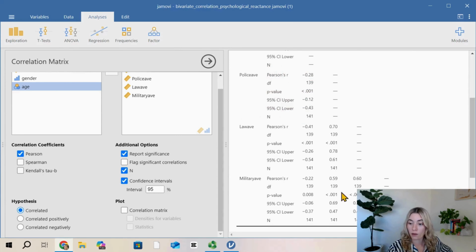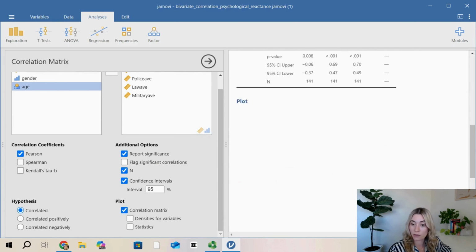When looking at the p-value, we can see that there is a statistically significant relationship or association between these 2 variables. And when we consider the upper and lower confidence interval, this tells us that the true population correlation coefficient lies between 0.69 and 0.47. So additional output that you might want to look at is here looking at a plot.